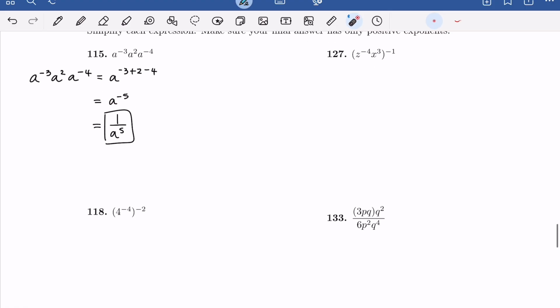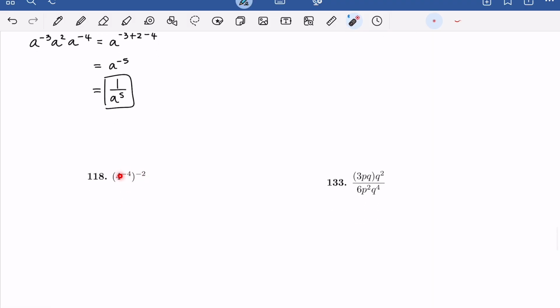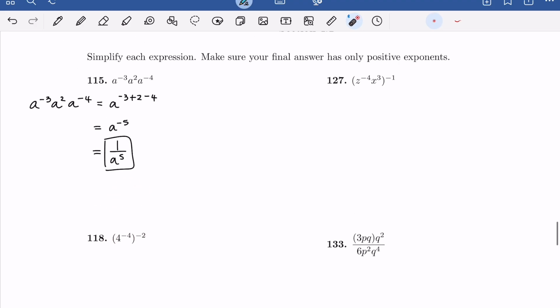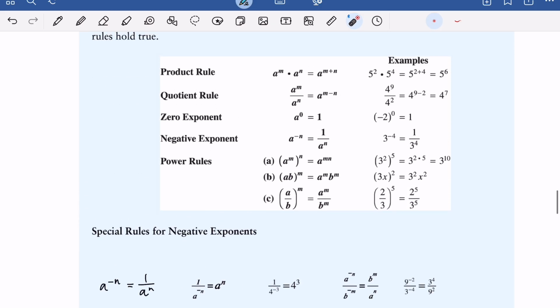All right, let's look at this next example. We have 4 raised to the negative fourth power, and this entire thing is being raised to the negative second power. So in this case, we're going to be using our power rule, and we have a couple different versions of this. As you can see, our power rules are here. In the case that we're looking at, we have something raised to a power enclosed in parentheses, and it's being raised to a different power.